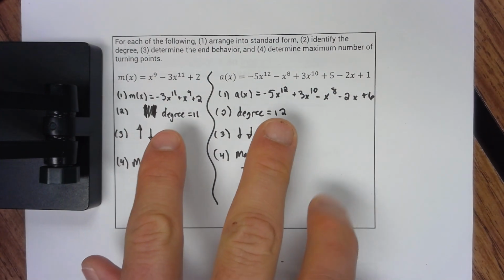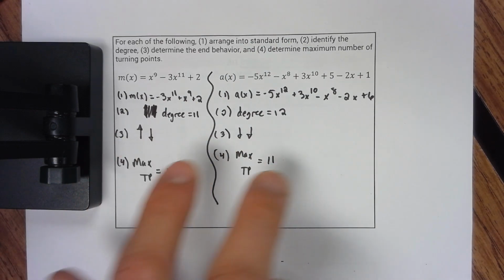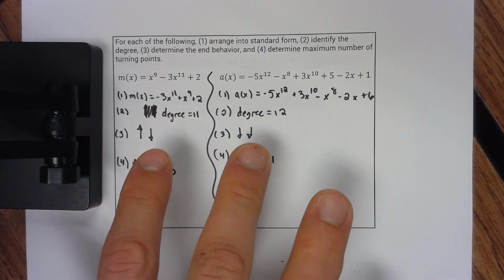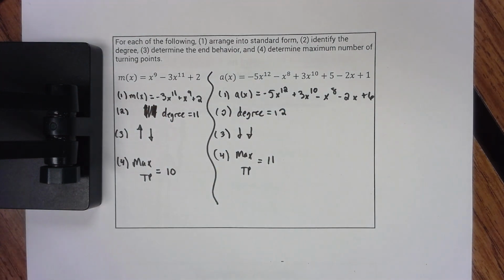The degree, remember, the degree is the largest exponent in both equations. And then the end behavior, that's dependent on two things. First, it depends on the sign of the leading coefficient. In this case, both leading coefficients are negative. That tells me that the right side is going to be down in both those cases.